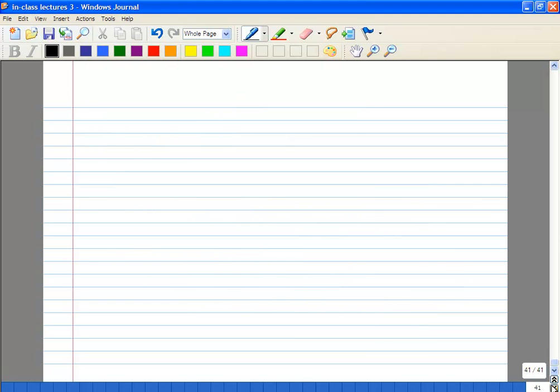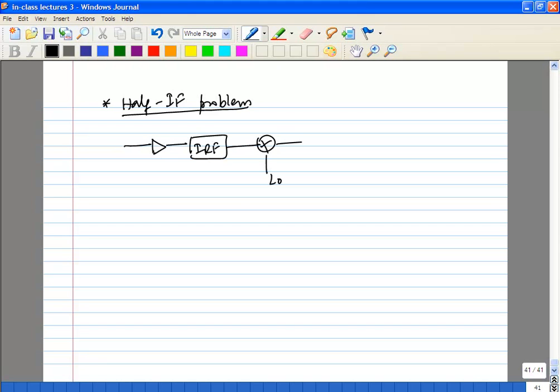So now we will look at a couple of other issues with these systems. The first one is called the half IF problem. So let's take a simple receiver. You have the image reject filter, you have this guy, LO, RF, IF. Let's name these nodes A and this will be B.